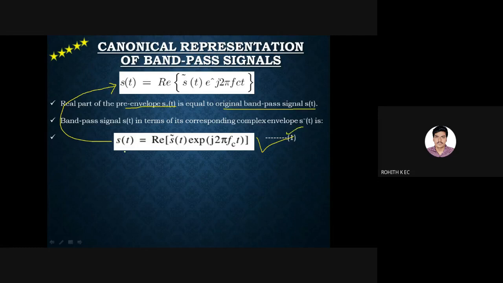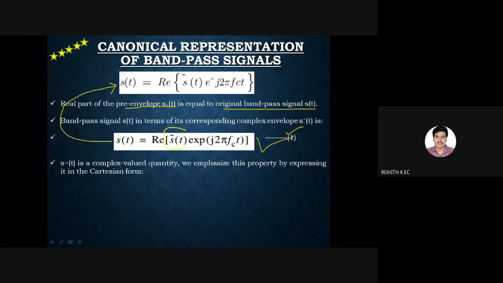Now I also want to represent this complex envelope, that is s tilde of t, in the Cartesian form. You know that there are two forms, rectangular or Cartesian form and polar form. So tell me in the chat box, how do you represent a complex number or a complex equation in Cartesian form? What is the general form? You have studied this in network analysis and many other subjects. Please answer in the chat box. How do you represent a complex quantity in the Cartesian form?